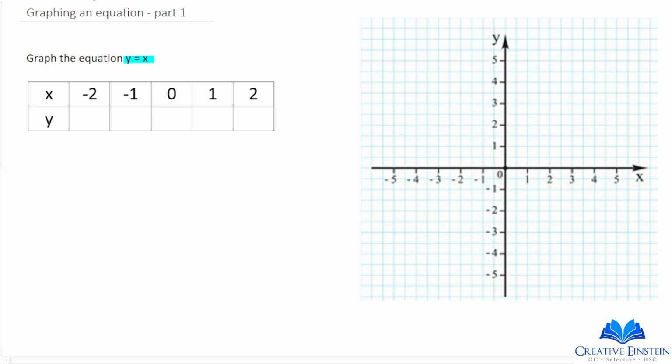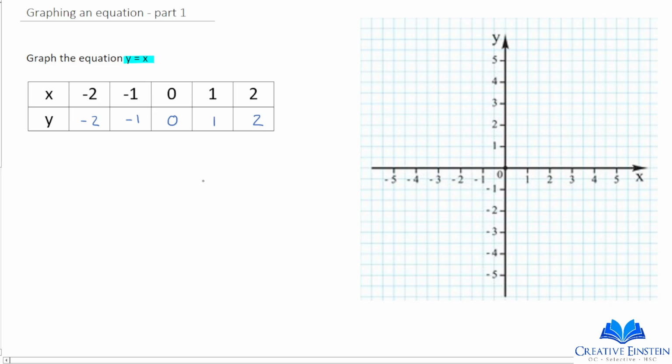So whatever y equals, x will equal the same thing, and whatever x equals, y will equal the same thing. That's what y equals x means. So when x equals -2, y will also equal -2. When x equals -1, y will also equal -1. When x equals 0, y will also equal 0. When x equals 1, y will also equal 1. And when x equals 2, y will also equal 2.